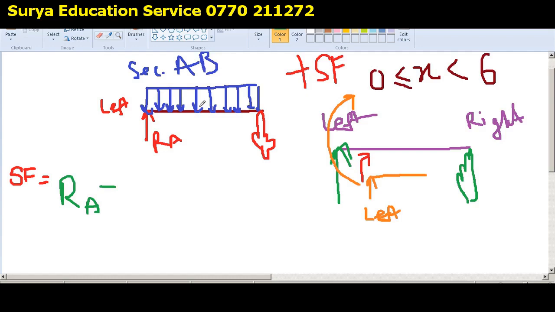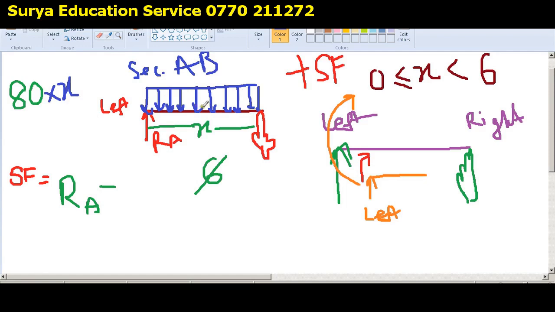Now, what is this distance? X, right? It is not 6, it is X, because I told you it's actually a little bit before the length 6, so it is X. So what is the total force now? What is the resultant force? It is 80 kilonewtons per meter load, and it is applied for a distance of X. So you got it? That's the point. The resultant force is 80x.